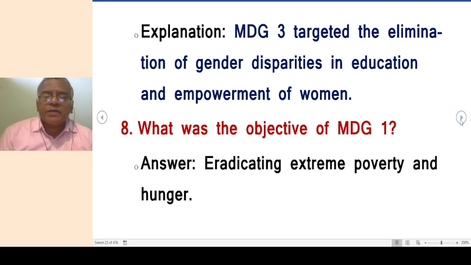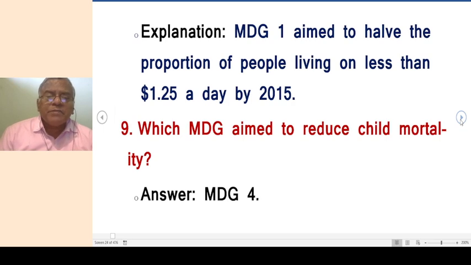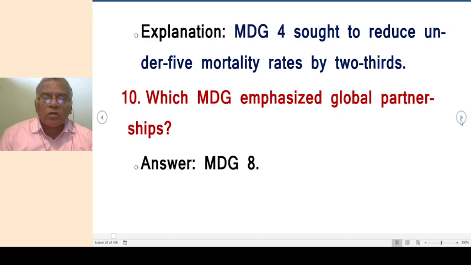What was the objective of MDG 1? That is eradicating extreme poverty and hunger. MDG 1 aimed to halve the proportion of people living on less than $1.25 a day by 2015. Which MDG aimed to reduce child mortality? That is MDG 4. MDG 4 sought to reduce under 5 mortality rates by 2/3. Which MDG emphasized the global partnerships? That is MDG 8.